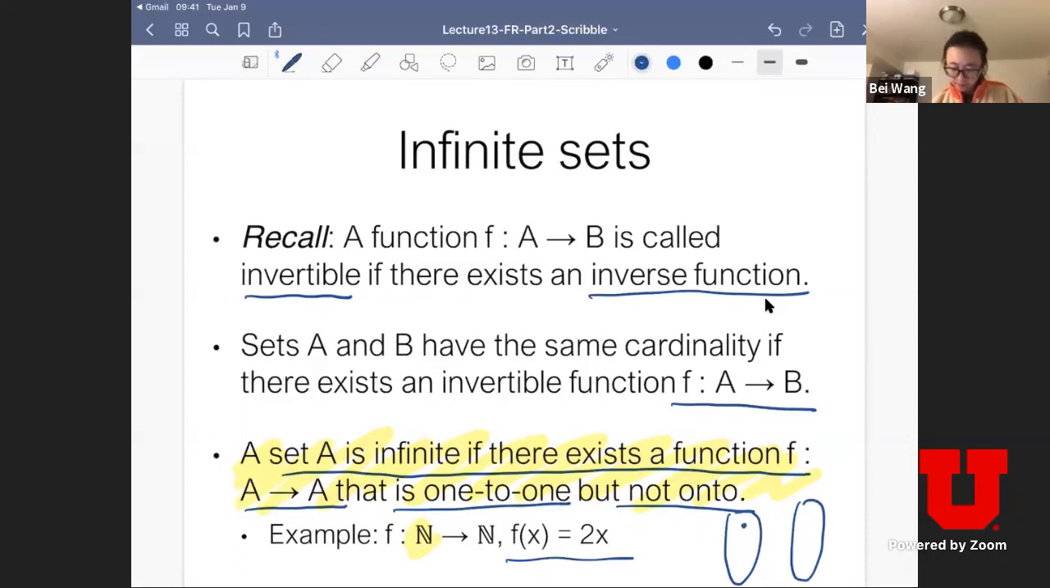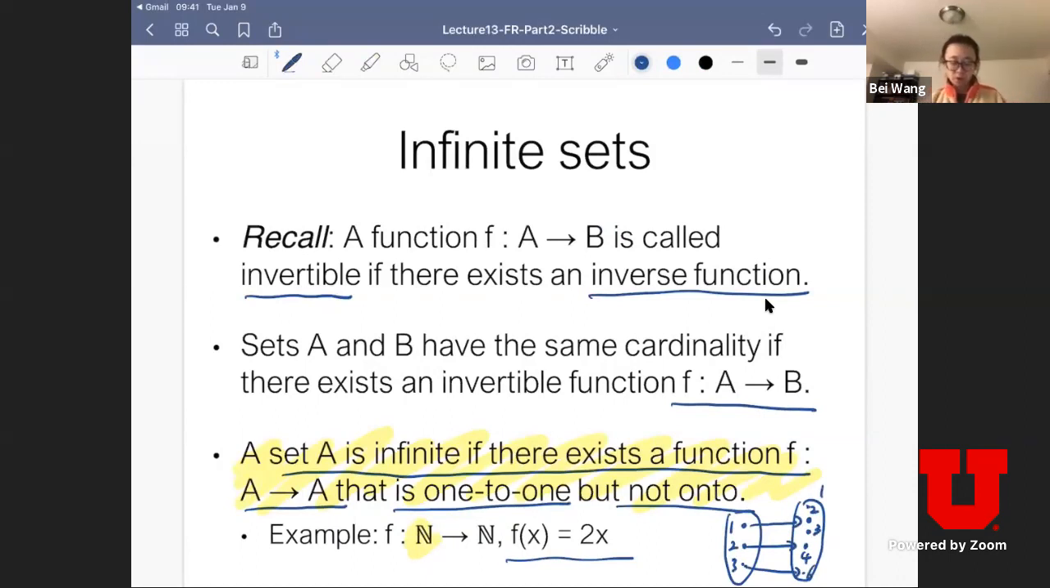Every element on the left is mapped to an element on the right that is twice. So 1 is mapped to 2, 2 is mapped to 4, 3 is mapped to 6. But on the right-hand side, I have element 3, element 1, and so on and so forth, where nothing is mapped to. So this function is not onto, but it's one-to-one.